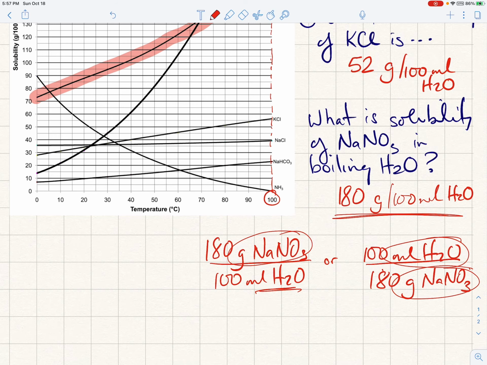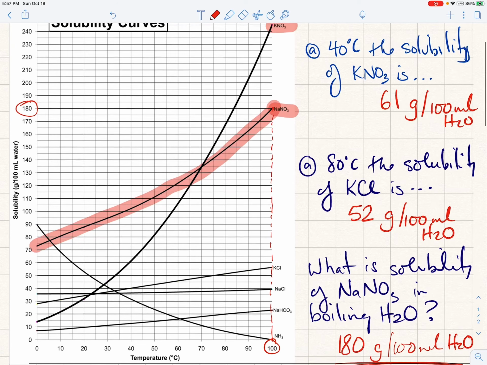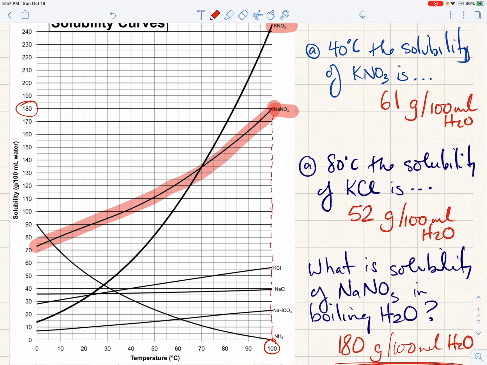So that's where we're headed, but before you can do that, you have to be able to read and interpret the graph. So I hope that helps.